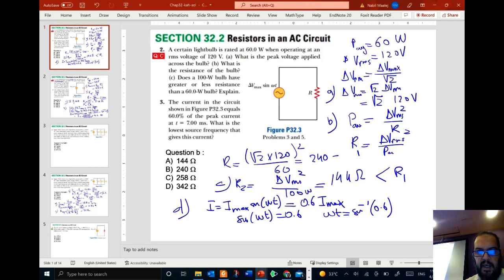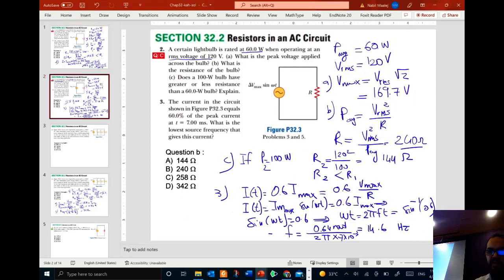What is the lowest frequency? You can solve for omega, where omega is 2 pi f. So 2 pi f times t, which is 7 milliseconds, is equal to the inverse sine of 0.6. We get f is equal to the inverse sine of 0.6 in radians, not in degrees, divided by 2 pi t. When you do that, you find that the frequency is 14.6 hertz.